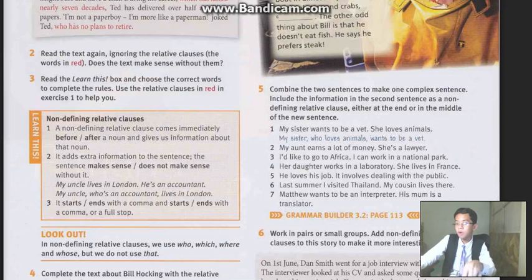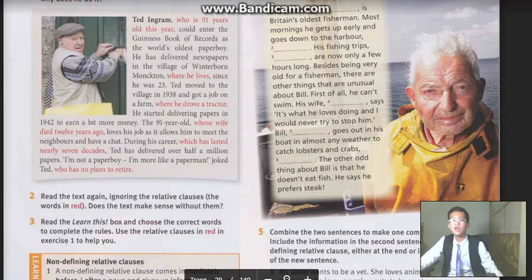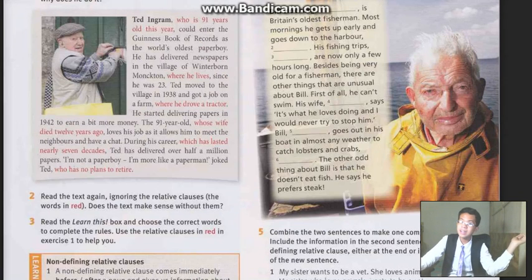So take a look at exercise number 1. The non-defining relative clauses are the phrases colored in red. So who is 91 years old this year? First sentence: Ted Ingram, who is 91 years old this year, could enter the Guinness Book of Records as the world's oldest paperboy.